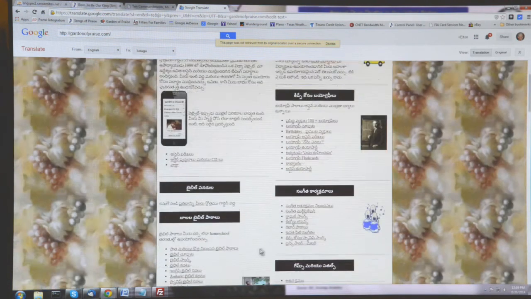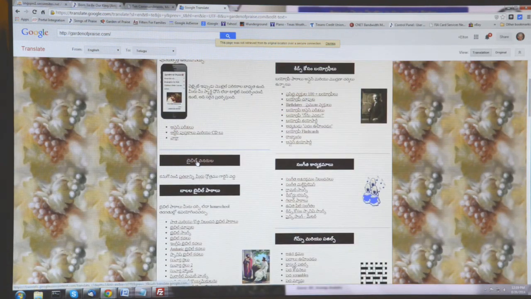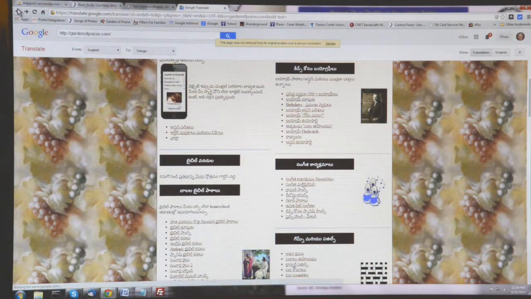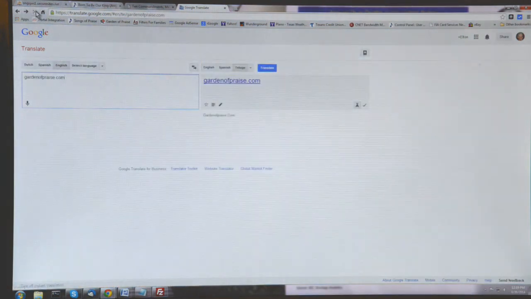And even when you click on another page, it still is translating that. We can do this with other languages. We can translate it into Tamil, into Hindi, and also Kannada. So you can translate the website, if you are online, into all of these other languages.